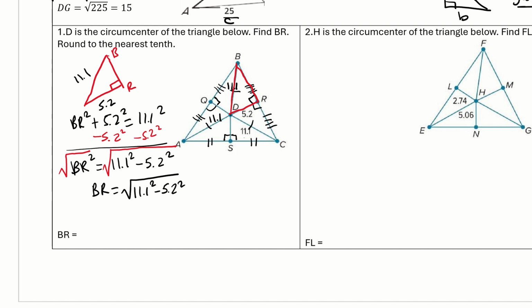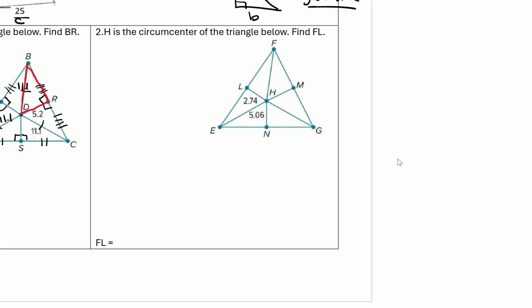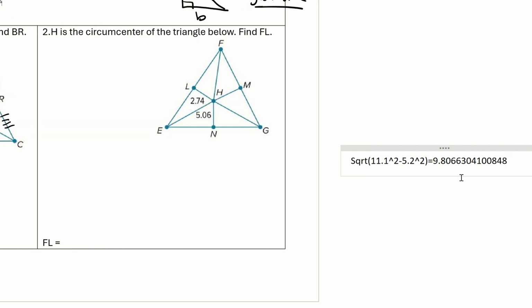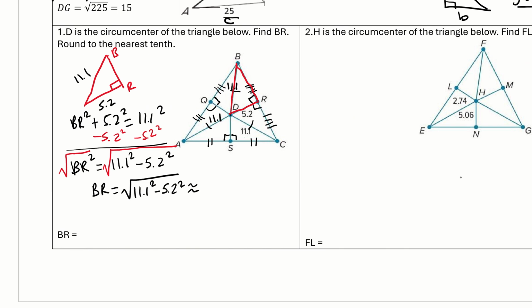And then we do this math on the calculator, right? I'll show you if you just did this. I'll just do it here. Square root of 11.1 squared minus 5.2 squared, and you get 9.8, so 9.8ish, right? Okay, and there's the final answer.